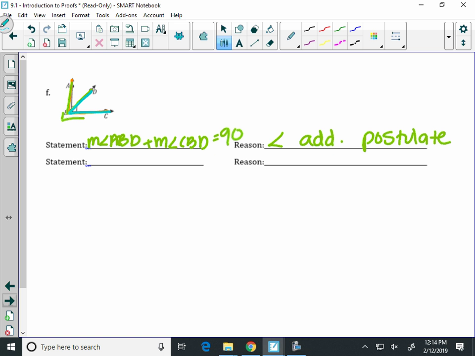Now that we say this angle plus that angle equals 90, well, what do we call angles that add to 90 degrees? We can say that those two angles are what? Supplementary angles add to 180. What are angles that add to 90? Complementary. So we can say that angle ABD plus angle CBD are complementary.